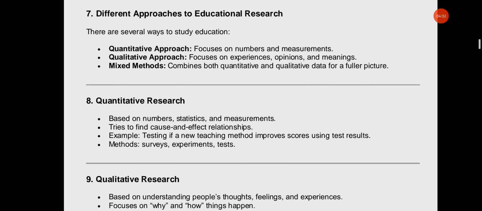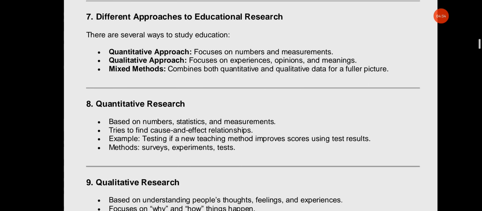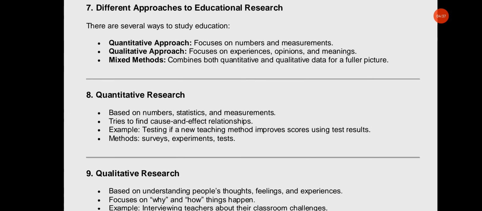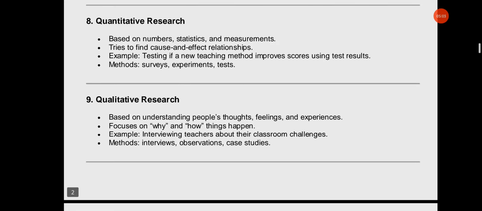Number 7, different approaches to educational research. There are several ways to study education. 1. Quantitative approach. Focus on numbers and measurements. Number 2. Qualitative approach. Focus on experiences, opinions, and meanings. Number 3. Mixed methods. Combine both quantitative and qualitative data for a fuller picture. So these were the three different approaches of educational research.